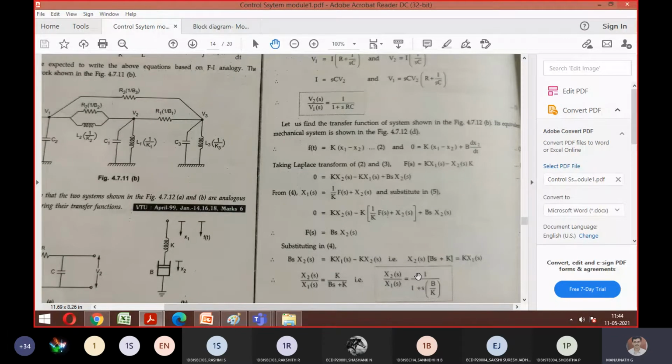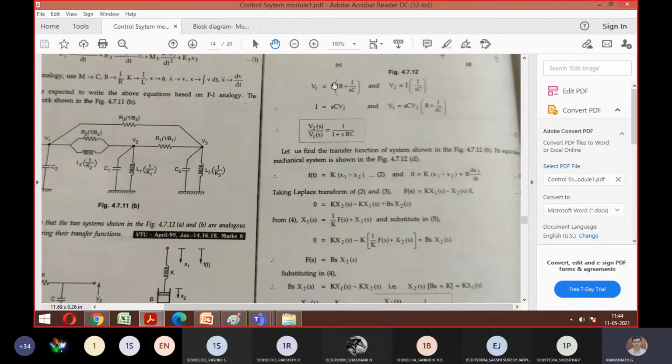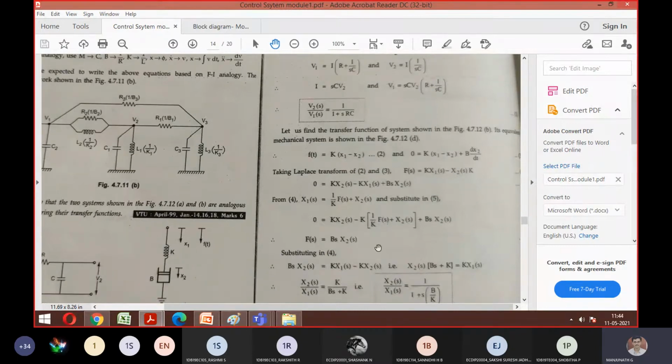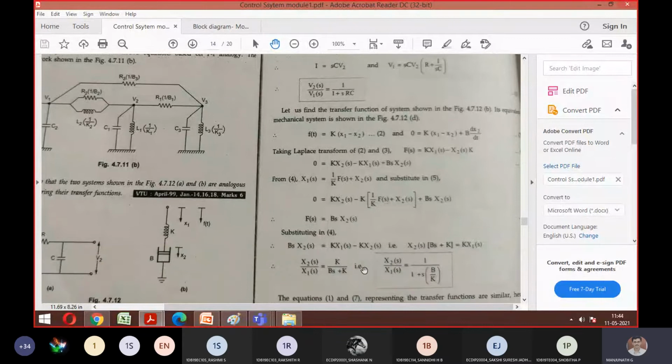Any doubts, anyone? You just need to focus on the transfer function. Finding the transfer function for your electrical system is the same as how we did it at the beginning of module number 2. Similarly, write the equilibrium equation, obtain the Laplace transform, simplify, and from that get x2 by x1 in such a way that your electrical system and your mechanical system are both the same. Is it okay? Is it okay to everyone?